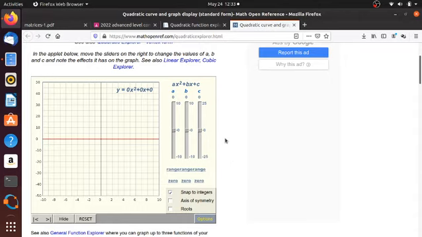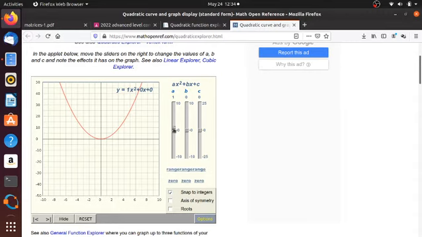Now look at the quadratic form. We'll first look at the simplest form of the quadratic function, where only a is not 0, and b and c are zero. So this is the form y equals ax squared. Let's see what happens when you change a. Now a equals 0 at the moment. If I increase it, now a equals 1, you can see the general shape of the quadratic function.